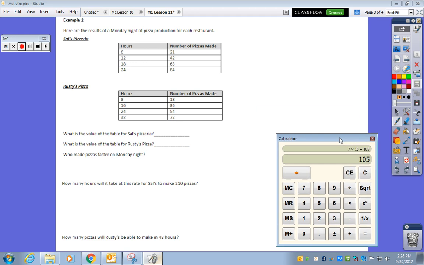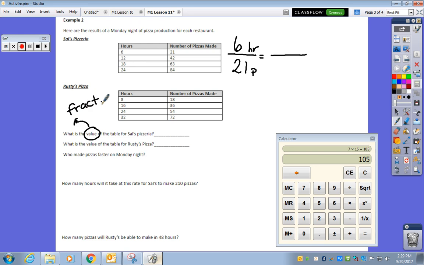So now the next problem is very similar, except these are the results of a Monday night of pizza production for each restaurant. And once again, they're now asking us to find the value of each table. So again, to find the value, you would just take each ratio, or any ratio from the table. We'll just start with the 6 hours, 21 pizzas. And we're going to put that in simplest form.